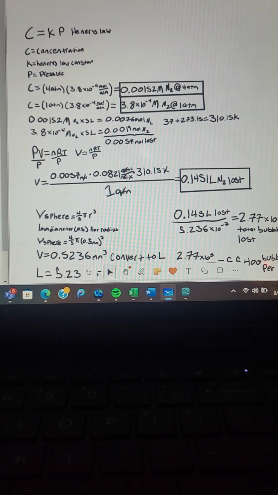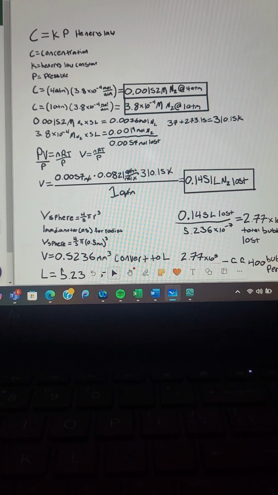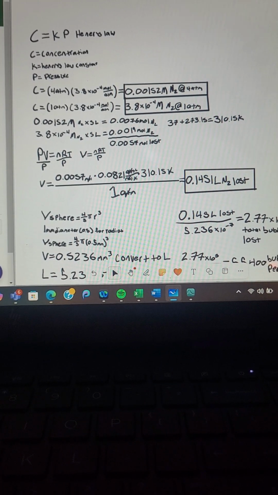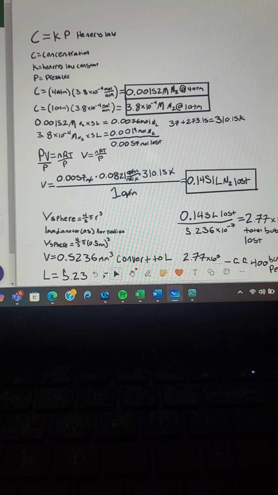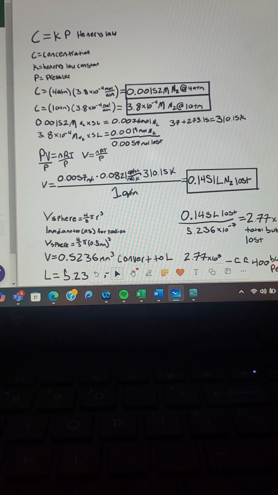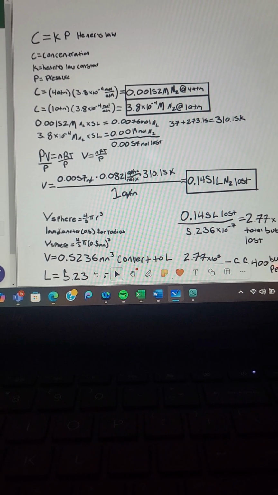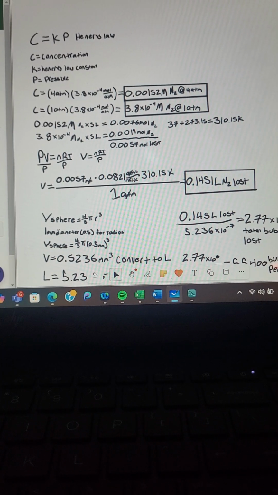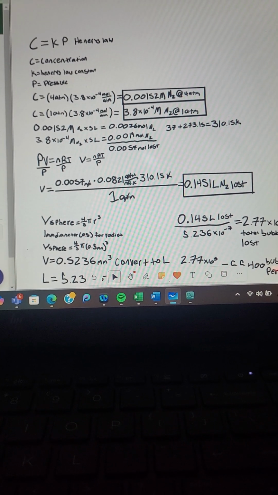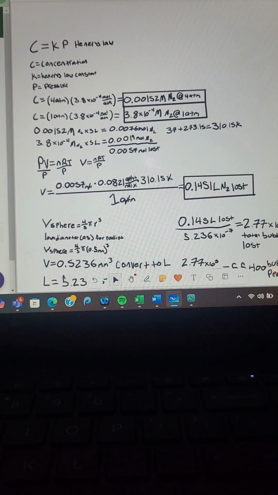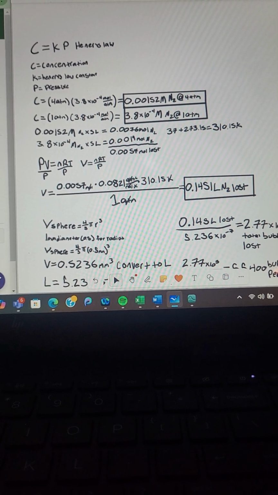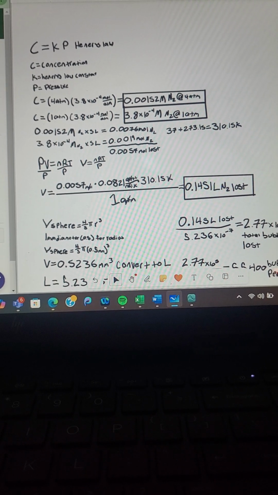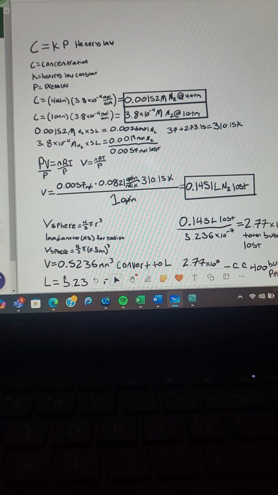Plugging in those values using the correct gas constant of 0.0821 because it is in the correct units of liter atmospheres per mole Kelvin. That cancels out the number of moles, the atmospheres, and the Kelvin to leave us in liters, which is volume. That gets us the answer to our second question, which is 0.1451 liters of nitrogen gas lost when the deep sea diver rapidly ascends to the surface.